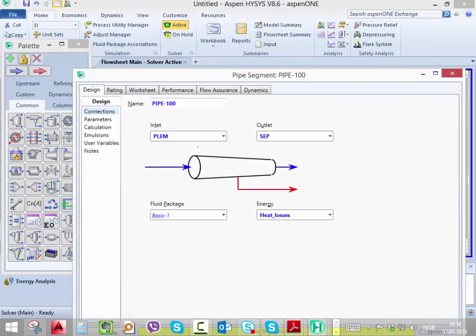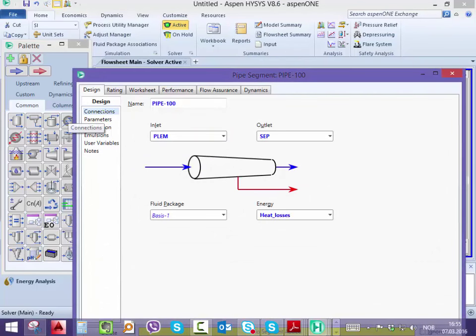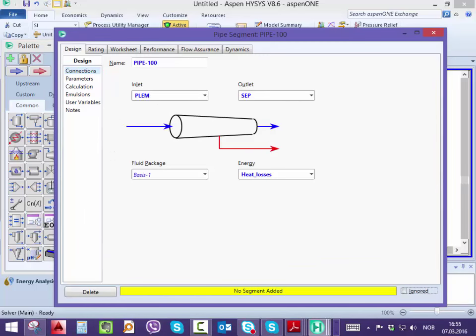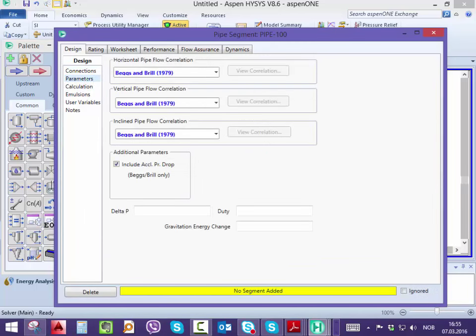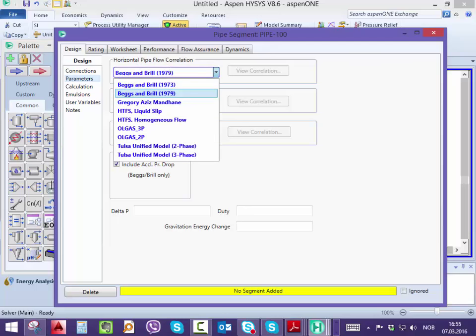So let's see. Here to the left, you see connections. That's the first step that you want to go to, connect which streams are connected to this element. But then you go to parameters, and you see which correlations or which multiphase flow expert you're going to use. And you can see a list very similar to the one that Prosper was using in GAP.